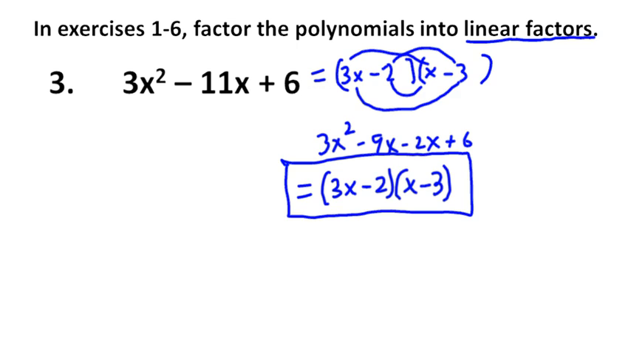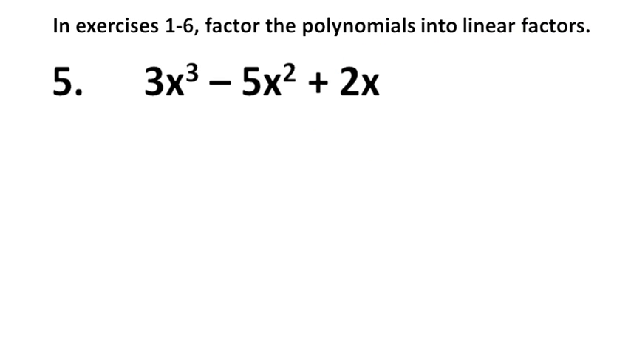Okay, we go to the next odd number problem, which is 5. We have factor the polynomials into linear factors. We're going to assume that we have two linear binomials. In this case, we look for the greatest common factor first.